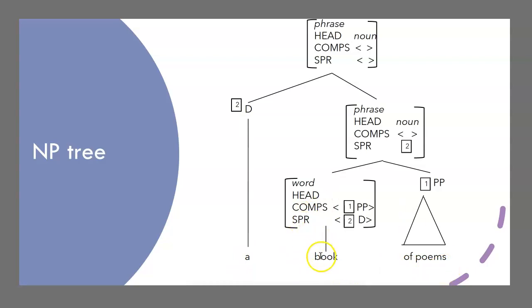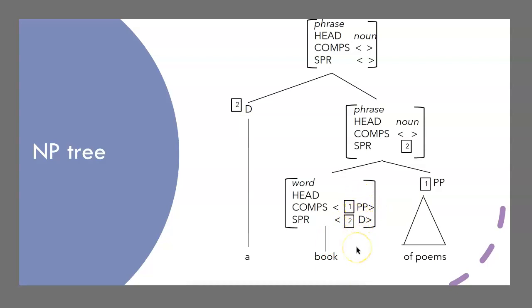Book is the head daughter. What does it need? It needs a specifier. The specifier has to be a determiner. And then it needs a complement, one complement which has to be a PP. Of course, this is optional.